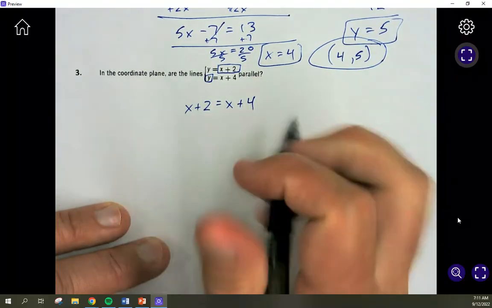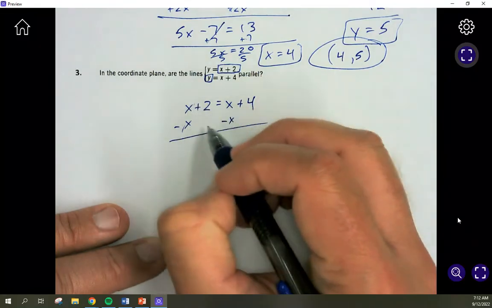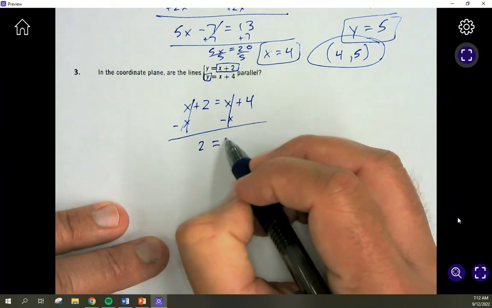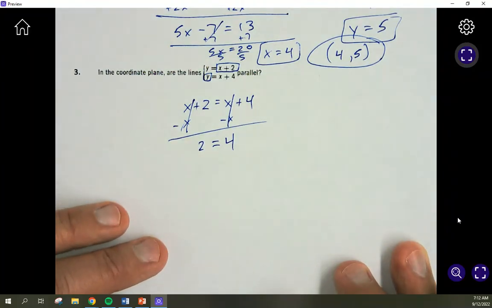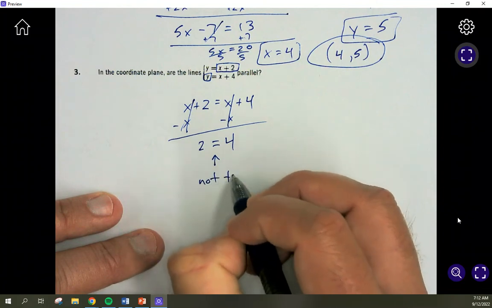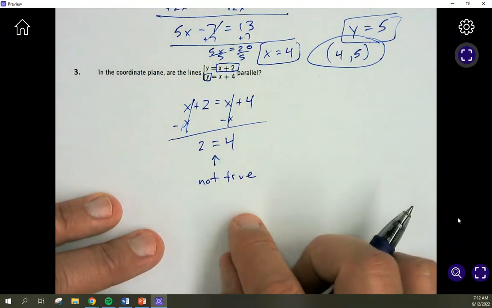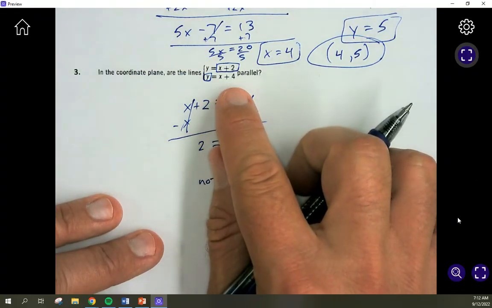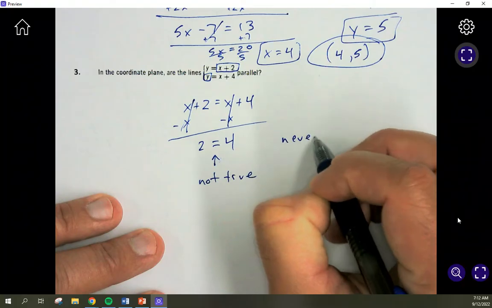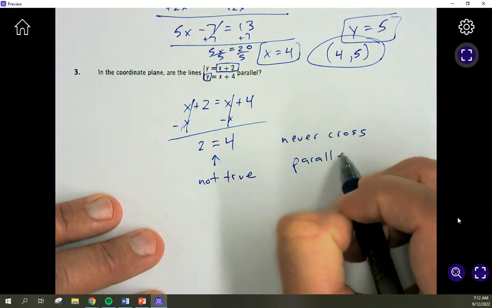I've got an x on both sides, so if I want to eliminate one of them, I'm going to minus it. That'll cancel this one out. I'm left with 2. This one also cancels. I'm left with 4. And there's nothing else for me to do. This is not true, which means since I ended up with an equation that's not true, these lines are never equal to each other. They will never cross, which means yes, these are parallel.